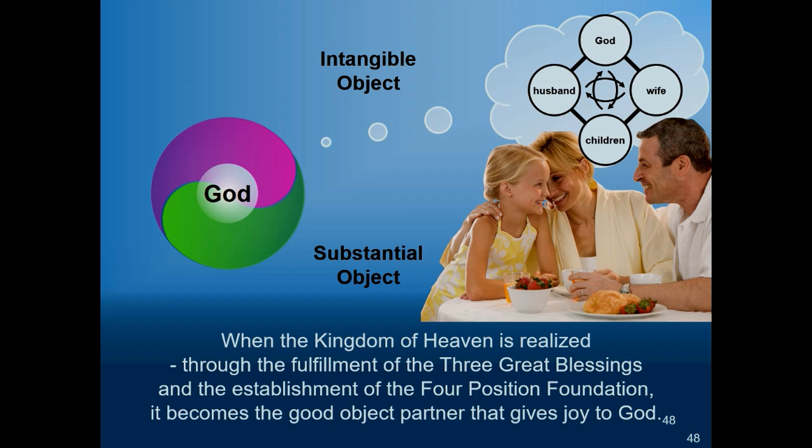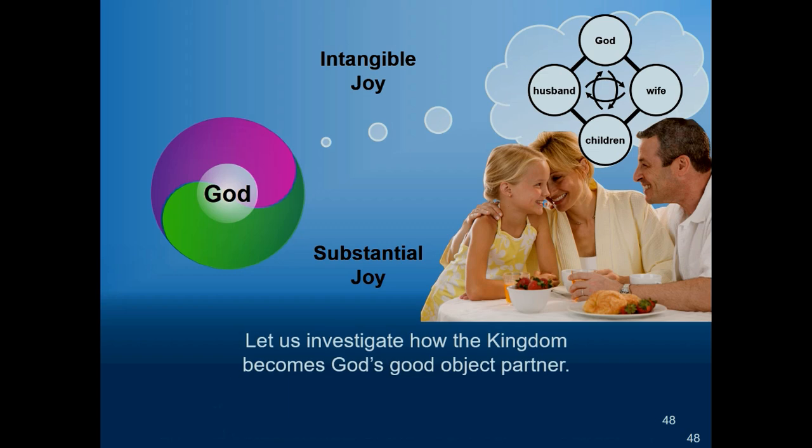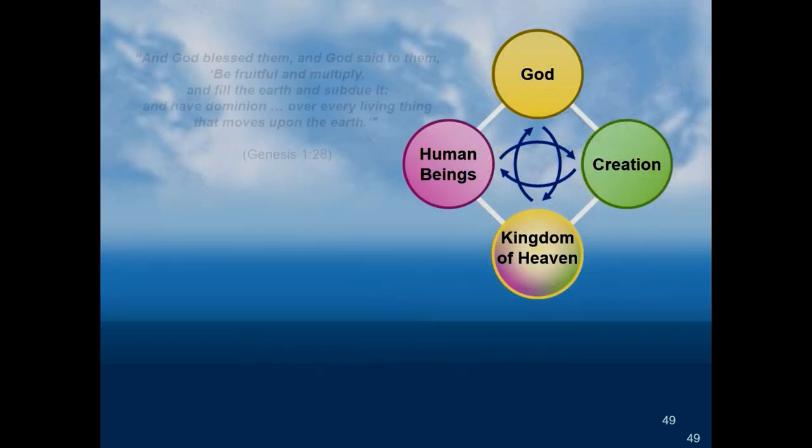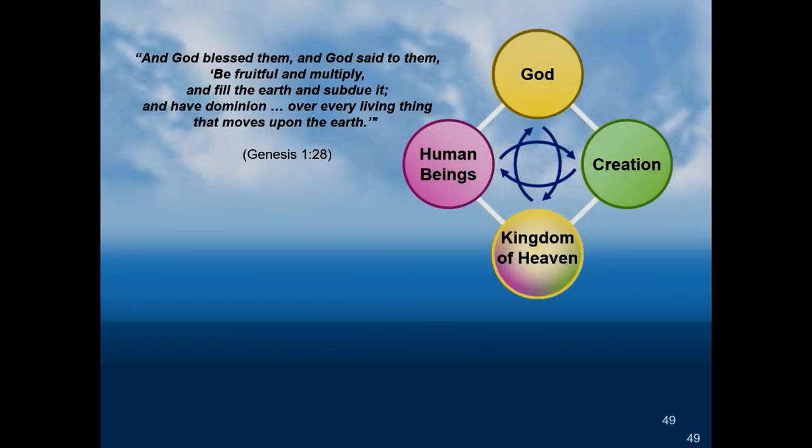When the kingdom of heaven is realized through the fulfillment of the three great blessings and the establishment of the four-position foundation, it becomes the good object partner that gives joy to God. Let us investigate how the kingdom becomes God's good object partner. In Genesis chapter 1, verse 28, "And God blessed them, and God said to them, Be fruitful and multiply, and fill the earth and subdue it, and have dominion over every living thing that moves upon the earth."